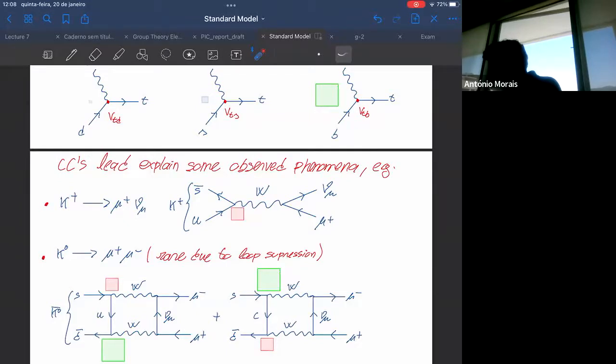Anyway, you will find the word rare decay somewhere there in the booklet. I'm not immediately finding the word rare decays, but this is the way they are known. I don't need modes. K plus decay, so I'm in the K plus hadronic decays.